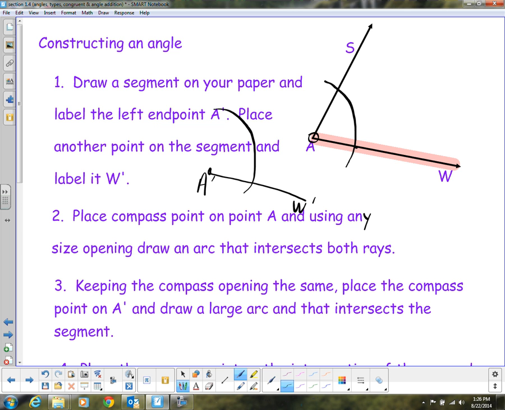And then on this point of intersection, you're going to put your compass point here, your pencil point there, and you're going to measure that distance. So you're going to put your compass point here once you get that distance, and you're going to mark off an arc here so you know that that's where you're going to connect.